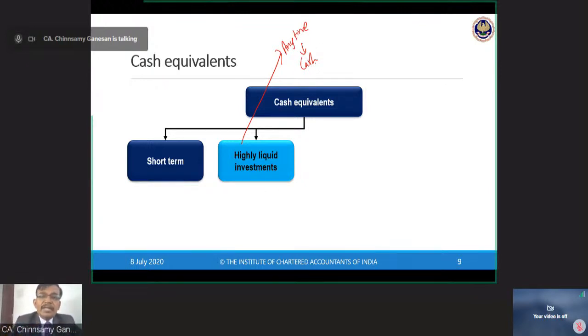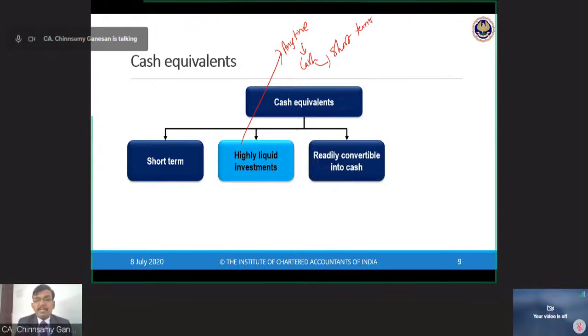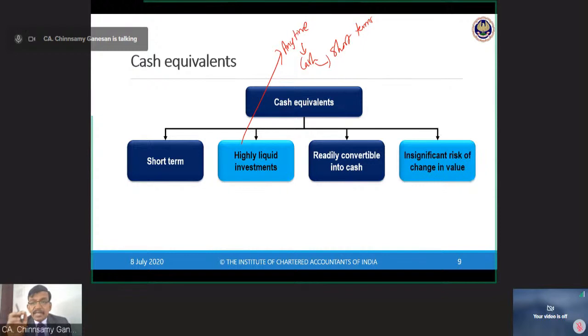But another point is it should be short term. So if I am saying after 1 year I will make this, it is not cash and cash equivalent, because if I need the funds tomorrow, I will be able to make it out tomorrow. So short term and highly liquid investments, where highly liquid is nothing but readily convertible into cash and insignificant risk of change in value. What do you mean by that? For example, I have invested in a fixed deposit for 12 months.